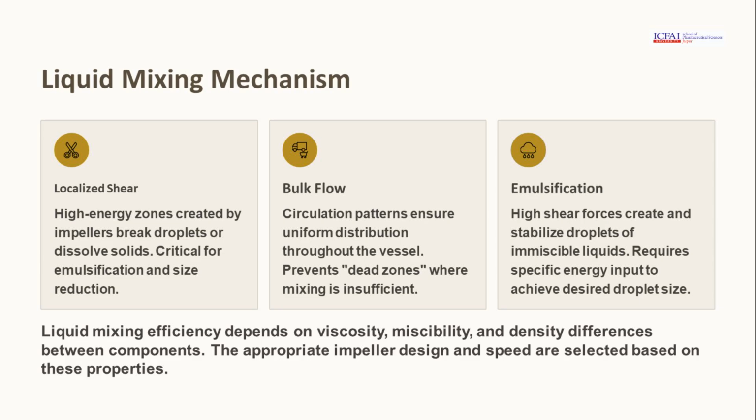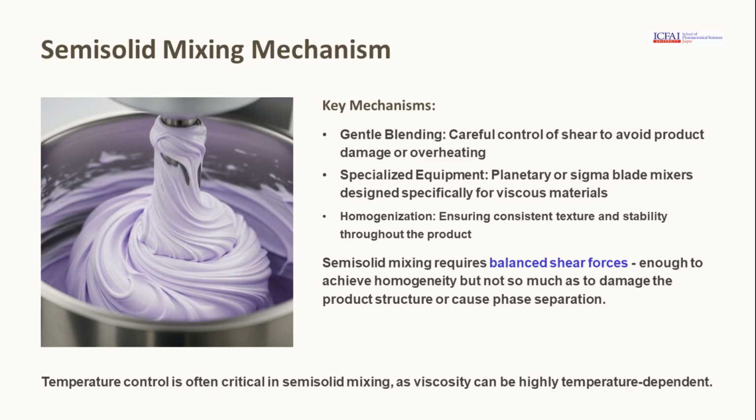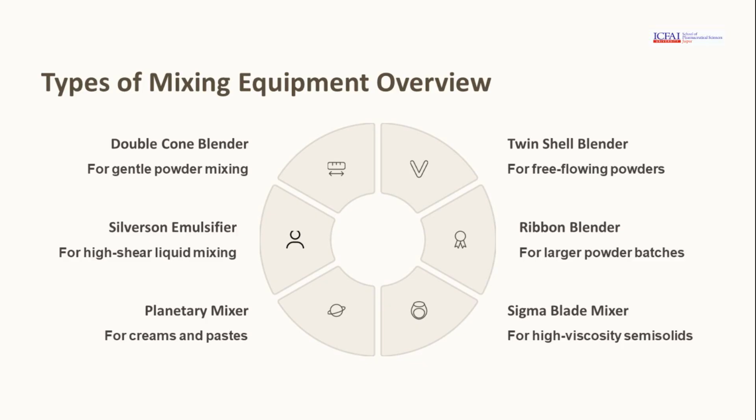Liquid mixing relies on localized shear, bulk flow, and emulsification, with efficiency depending on viscosity, miscibility, and density differences. Semi-solid mixing requires gentle blending, specialized equipment, and homogenization, with temperature control being critical for maintaining product quality. An overview of mixing equipment types, including blenders and emulsifiers, each designed for specific mixing needs in pharmaceutical manufacturing.